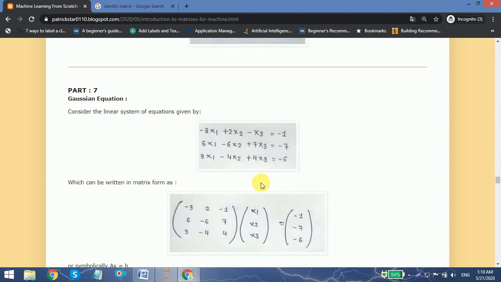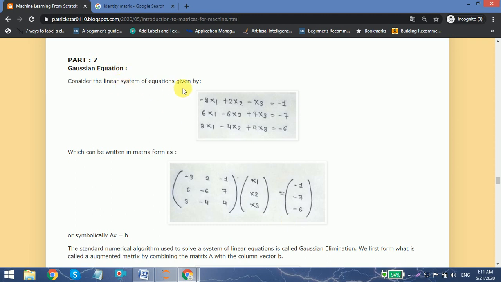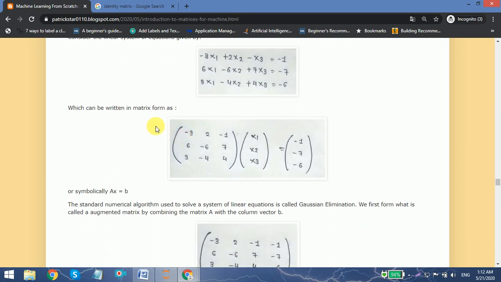Okay, so moving forward to the part that is the Gaussian elimination. With Gaussian elimination we can find the solution of a system of equations using matrices, and I have elaborated it pretty much, so we are going to see it line by line. First of all we have these three equations here. In the next part I just take the coefficients of each of these, and write them down here. And this is the matrix -1, -7 and -6.